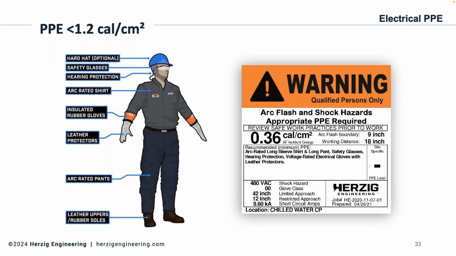I think it's important to note as we go through these different levels of examples, we're about to do level 1 and level 2 next. These are all recommended minimum PPE. That's a good point. Your risk assessment could determine that, although it is in this case 0.36 calories, you may have to wear a level 2 suit because of your risk assessment. It's deemed more hazardous than what the study was done at.